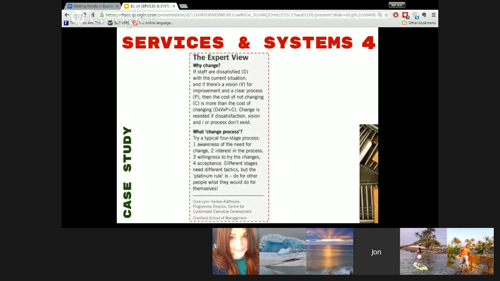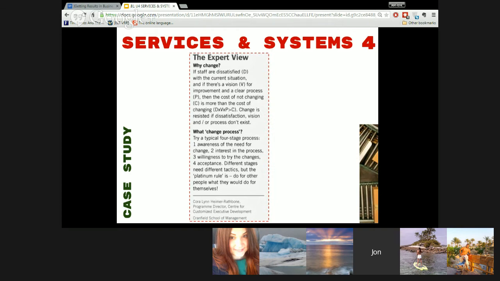Yeah, I totally agree with the platinum rule, absolutely. If you do something for others, it means that you want to get the same from others, or you expect the same from others. Yes. Okay. All right. So, Raphael, go ahead.